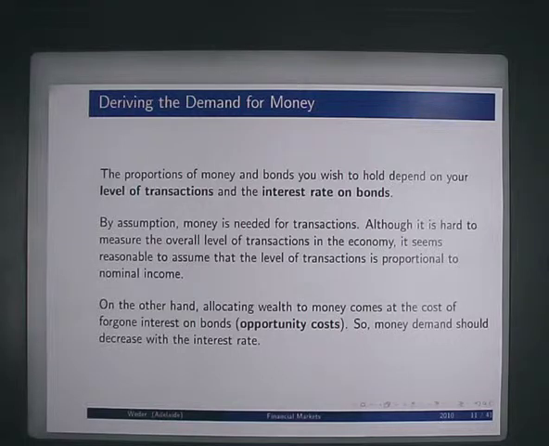A, we want to conduct some transactions. We want to buy things with money. And the other one is, if we only have money, we do not obtain any interest that we alternatively could get. So that's the starting point for how we can think about the optimal demand for money in an economy, or for you. There's some trade-off between these two things.